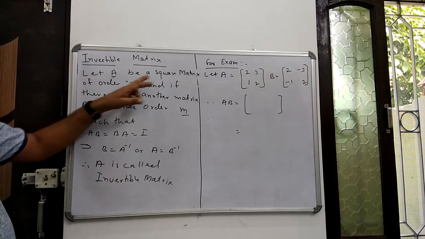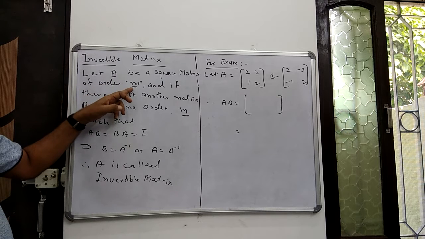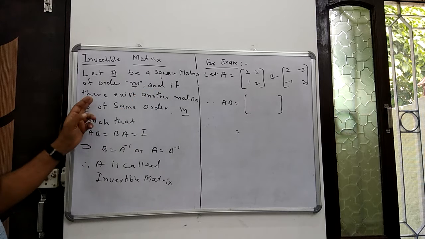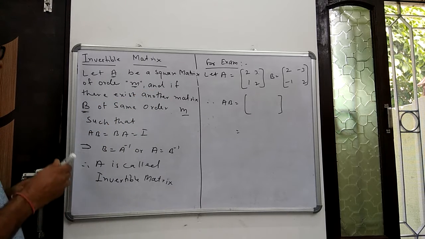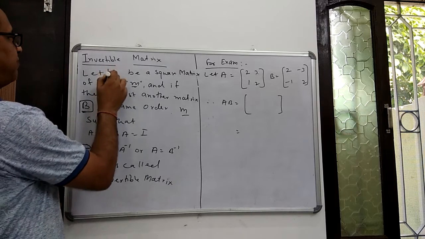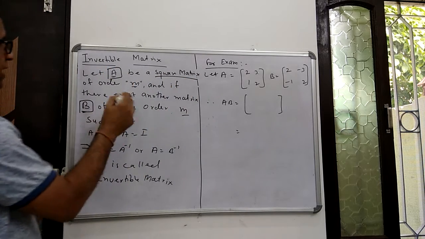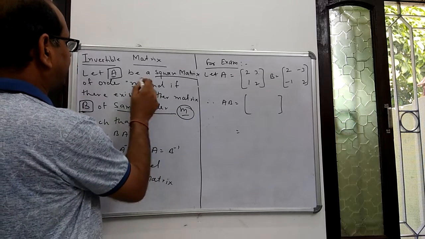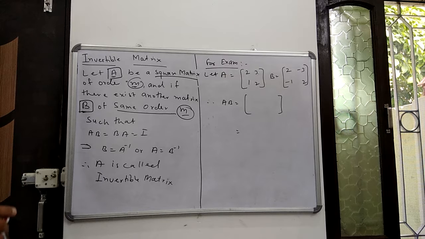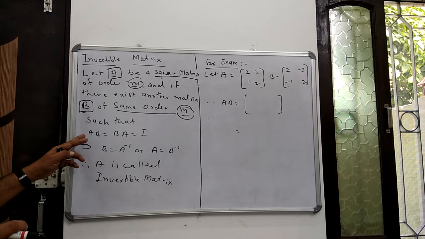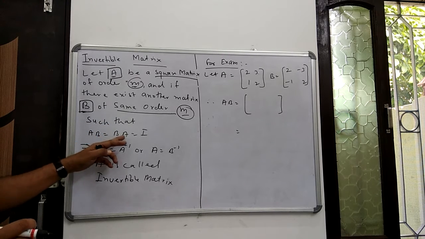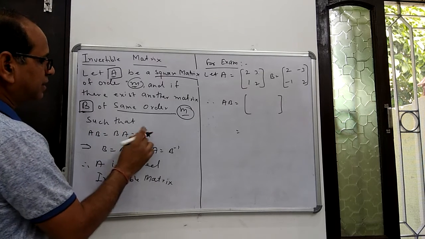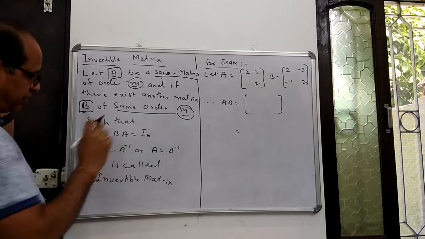Now let A be any square matrix of order M. It can be 2 by 2 or it can be 3 by 3. If A is one square matrix and there exists another matrix B of the same order, the very important part is that the order of these two is the same, such that A into B or B into A is equal to I_M. I_M means the identity matrix of the same order.